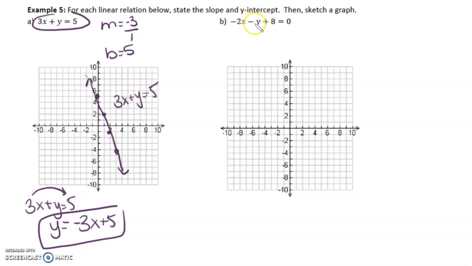Okay, for this equation, I noticed that our y is negative, so if we actually bring the y over to this side, then we're left with negative 2x plus 8 equals y. This is the same thing as saying, okay, switch these sides, y equals negative 2x plus 8. The exact same thing. Okay, and the y is positive, so that's good.